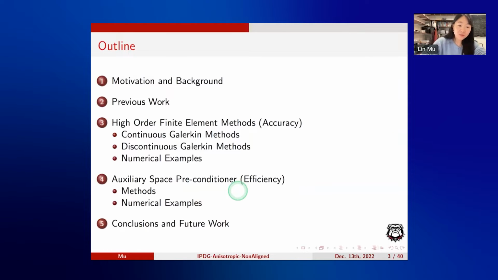Here is the outline for my talk. I'm going to talk about 5 sections. First, I will start with the introduction for motivation and background. Then we'll talk about some previous work and deal with the 2 issues in the related problem: the accuracy problem and the efficiency problem. Then this talk will end with concluding remarks and the future work plan.